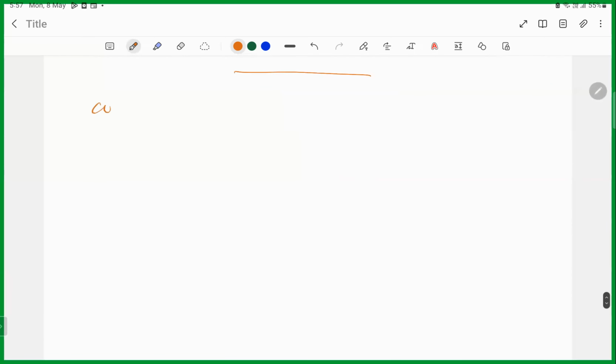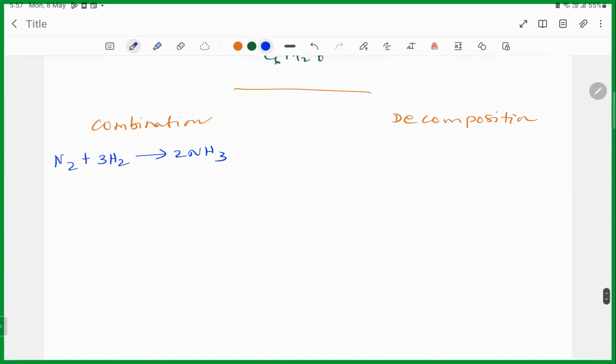The example for combination: N2 plus 3H2 gives 2NH3. Decomposition: 2H2O, when you are heating, converts to 2H2 plus O2.